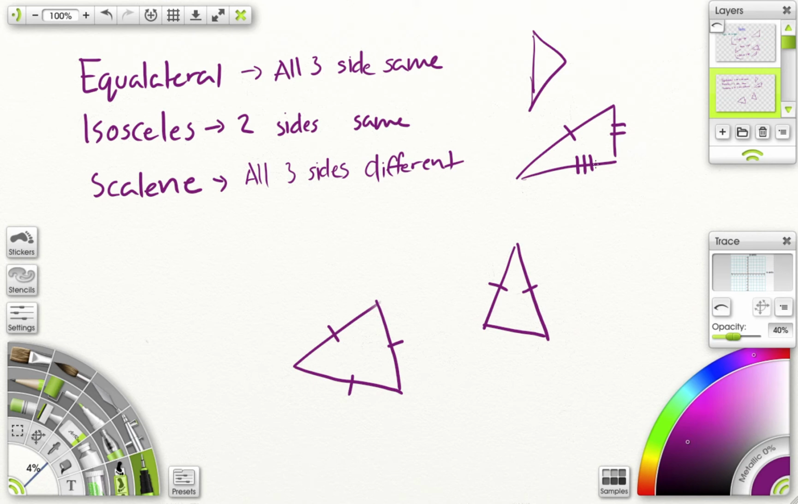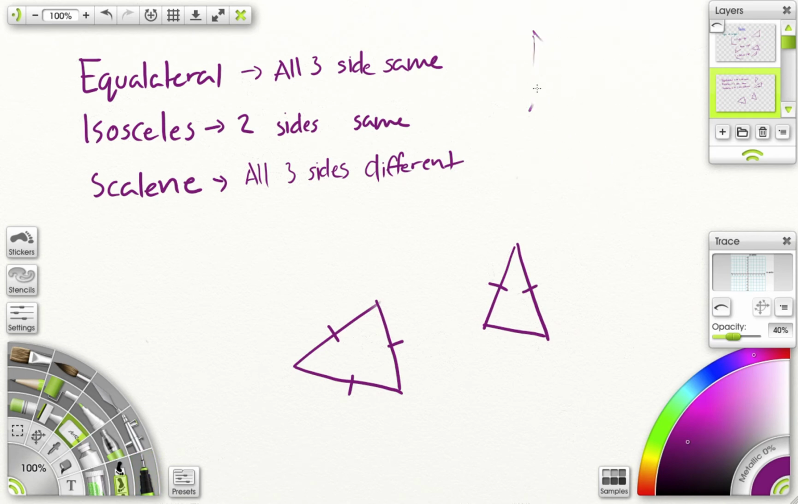All right, so equilateral, all three sides are the same length. Usually there'll be a single tick on all three sides to show you that they're the same length. Isosceles is two sides are the same. Sometimes those two sides will have little ticks, and then the leftover side will usually have nothing. And a scalene is all three sides are different. Usually you can visually see if all three are different, or they'll have little ticks that has one with one, another one with two, and another one with three. So those are three different types of triangles by length.